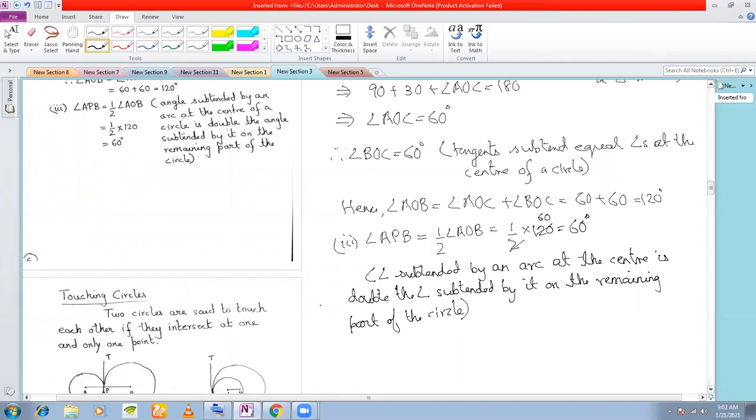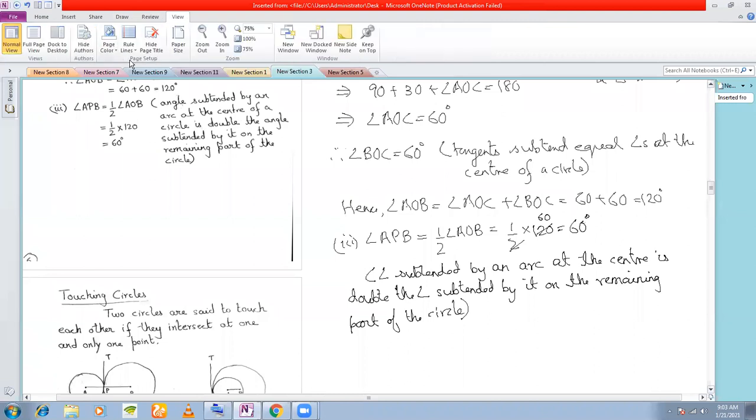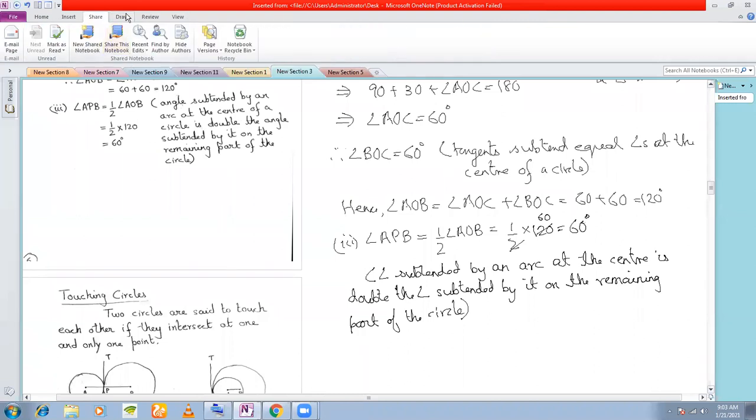Fine. The first two parts were a demonstration of the theorem, the three results that I had mentioned. And the third part of this sum was, you may consider it a revision of angle properties. That is, APB is equal to half of AOB. Let us now come to what we mean by two circles touching each other.